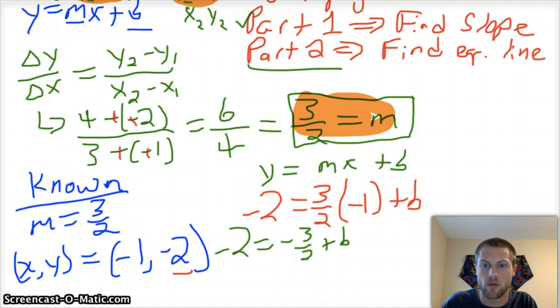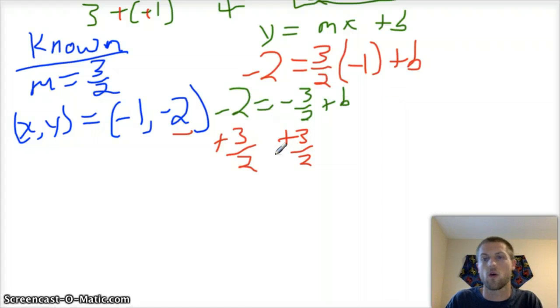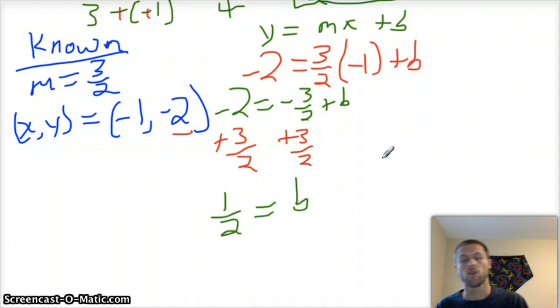I'm going to have to extend the page. I'm going to have to add 3 halves to both sides, or you could think of that as adding 1.5 to both sides. And so now what I'm left with is 1/2 equals b. If you don't believe me, check.